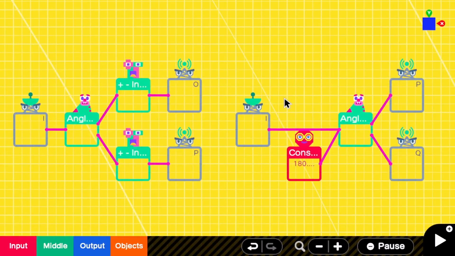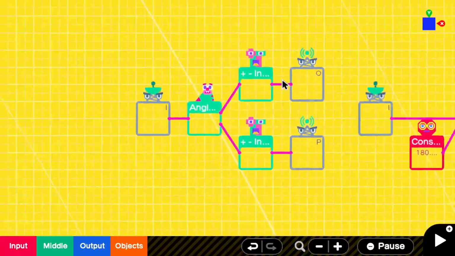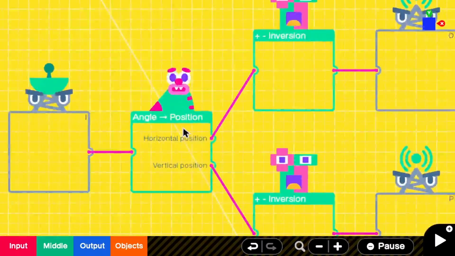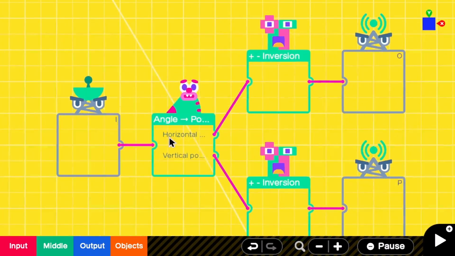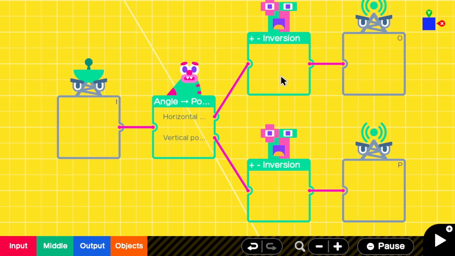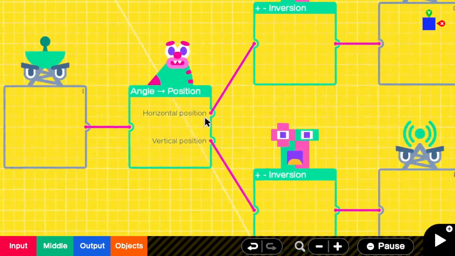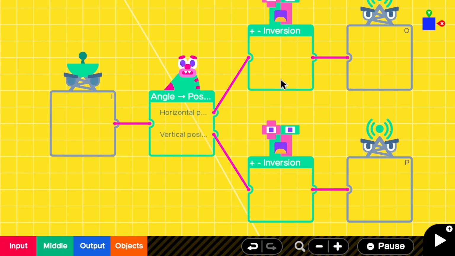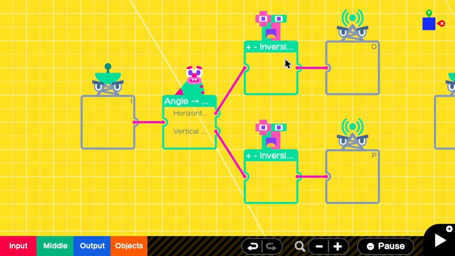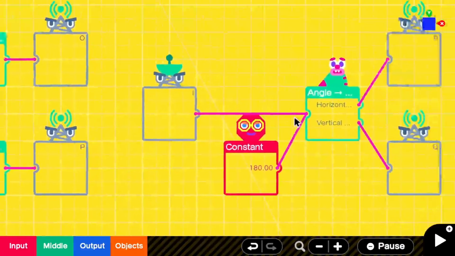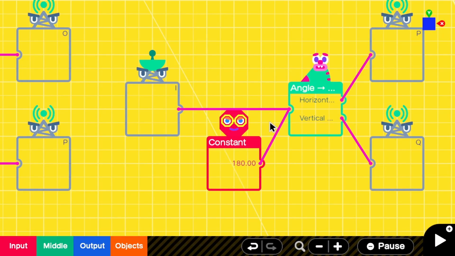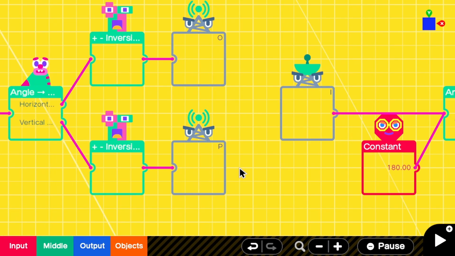Now this next shape has to do with the situation where, say we're using an angle to position nodon, and we want to get the inverted value of either its horizontal position, vertical position, or both at the same time. Well, here we can make use of the identity where we can just add a constant 180 here. So let me show you that here.